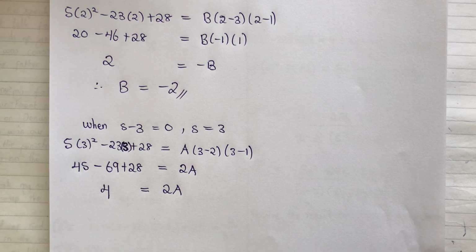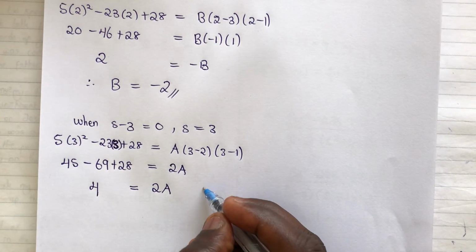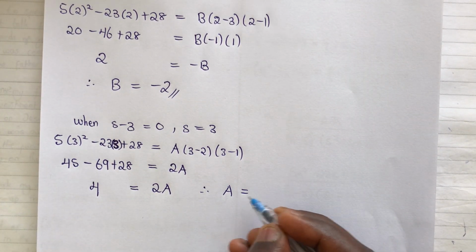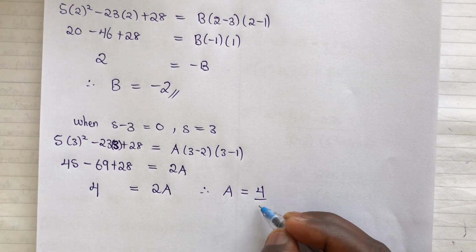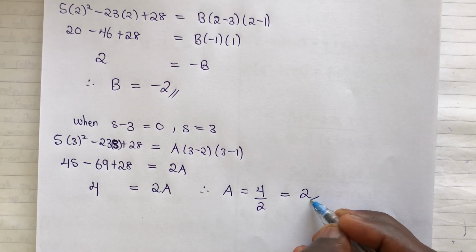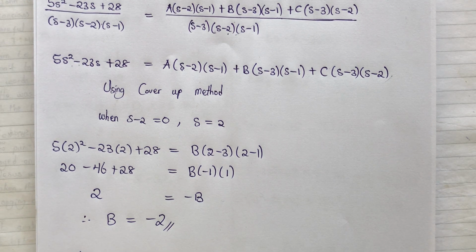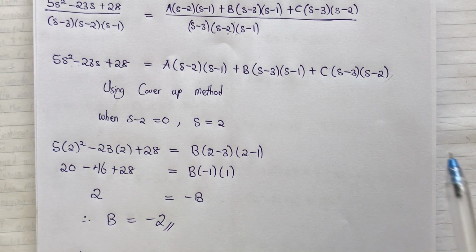2a. So now we can find a by dividing through. So therefore, a equal to what? 4 divided by 2a equal to 2. Okay, so now let's find the value of c. Now watch very carefully. Using the same cover-up method, we can find c.